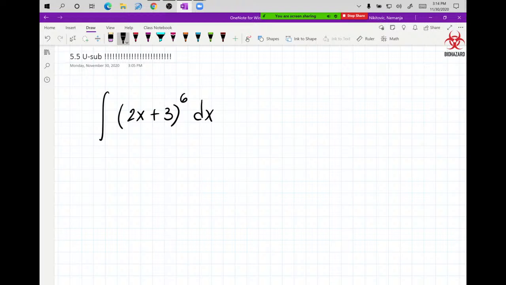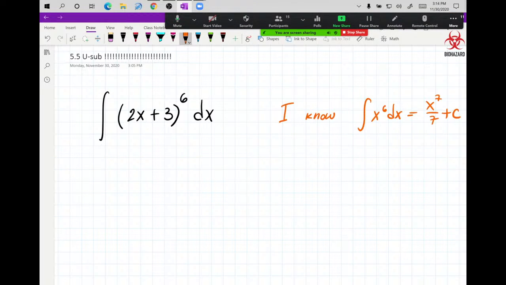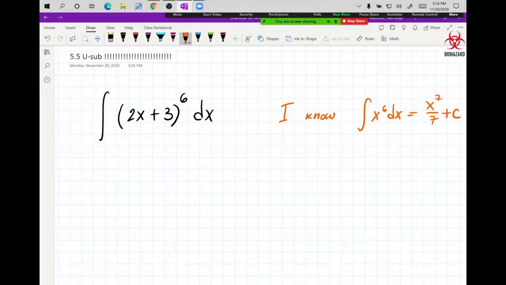So this is something that will be happening in your head. I know that the integral of x to the 6 dx is x to the 7 over 7 plus c. But you don't have x to the 6. You have this whole mess raised to the 6. So if I could just somehow swap that out, maybe I could have this easier to solve. So you know what I'm going to do? I'm going to say u equals 2x plus 3, just because I can.